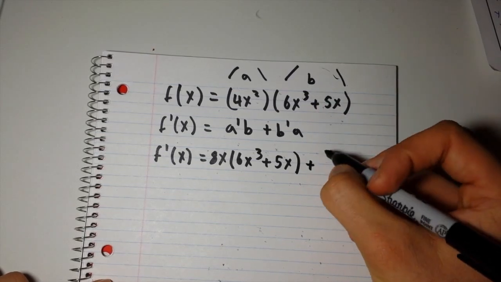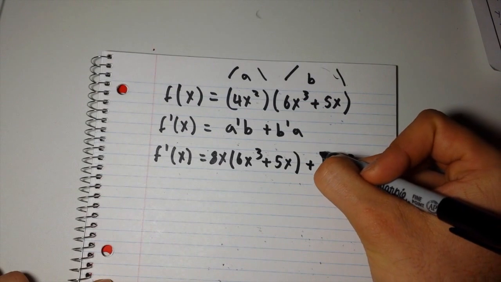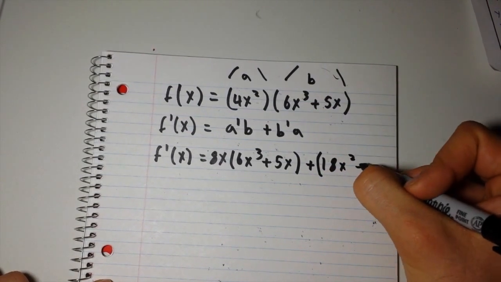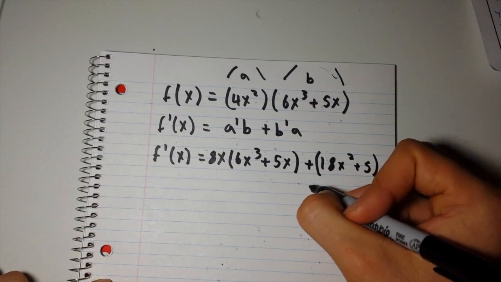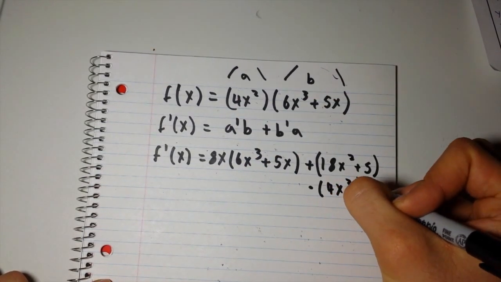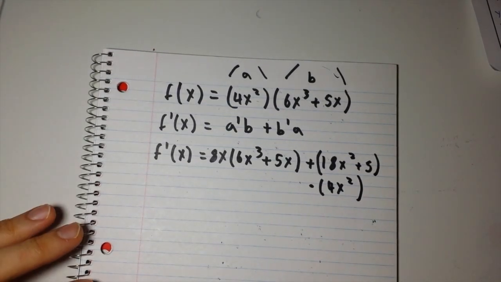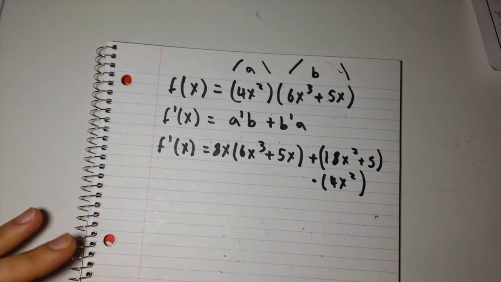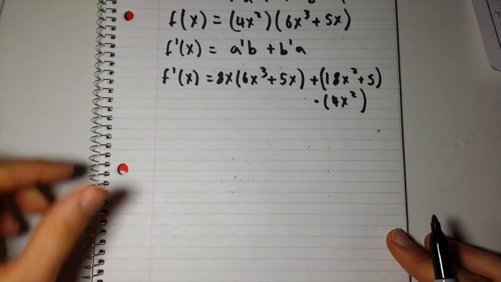Plus b prime here, which will be 6 times 3, 18, x squared, b prime, plus 5, b prime times a, which is now here, 4x squared. So that's just a quick reminder on how to do product rule. So this is how we will be combining it with chain rule. Okay, let's move that out of the way.